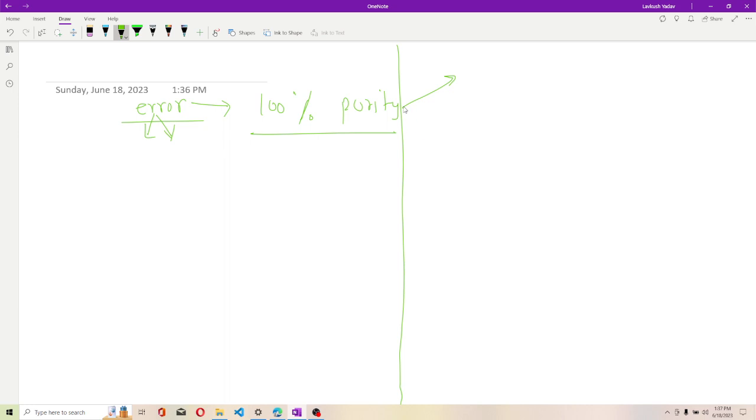So the error is ultimately defined under different categories, like we have random error, systematic error, then we have absolute error.